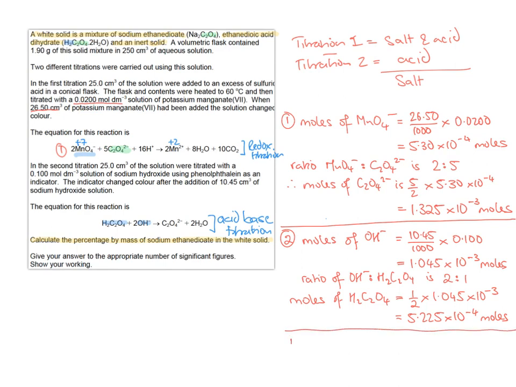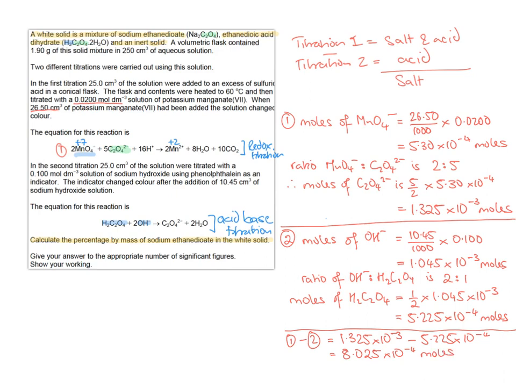So 1 minus 2 is equal to 1.325 times 10 to the minus 3 minus 5.225 times 10 to the minus 4 equals 8.025 times 10 to the minus 4 moles.